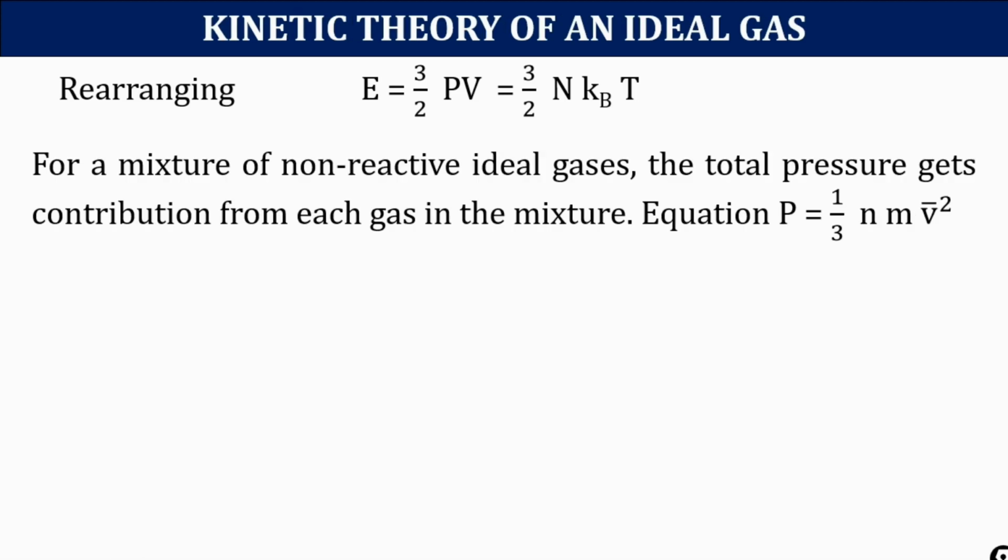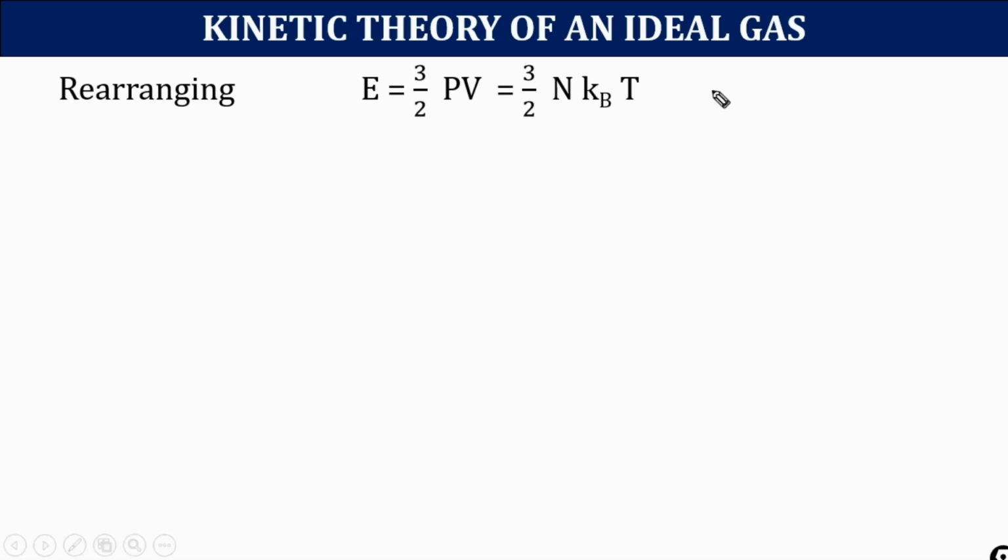From the equation, E is equal to 3 by 2 PV, which is equal to 3 by 2 N k_B T. When we rearrange this equation and substitute the value of E is equal to capital N into half m v bar square, then we will get the value of PV is equal to 2 by 3 into E, which in turn is equal to 2 by 3 into N into half m v bar square. The 2 and 2 cancel.